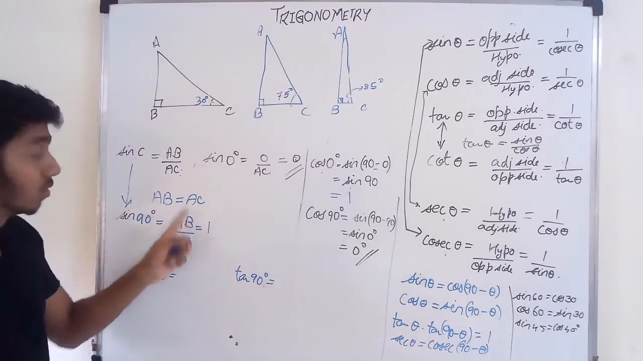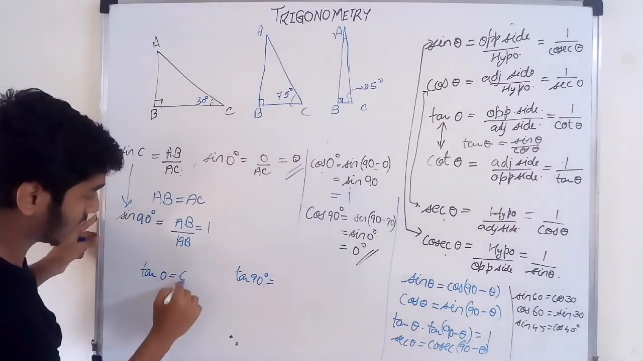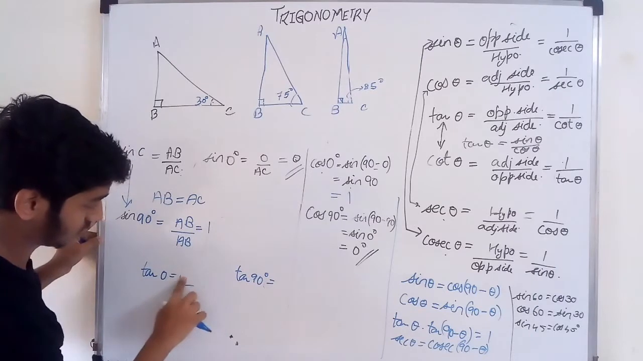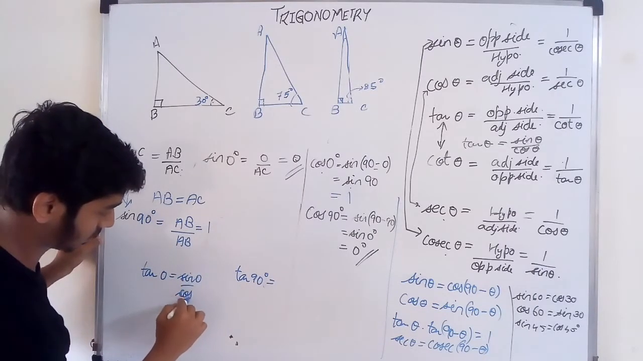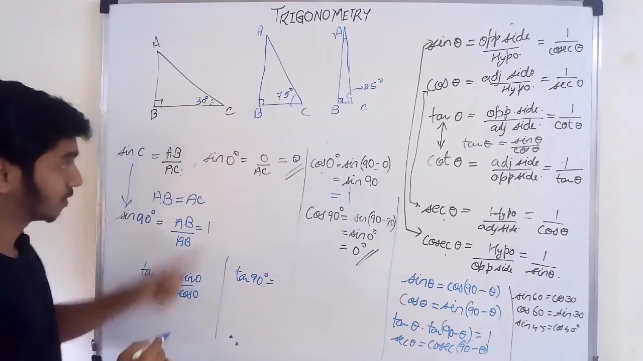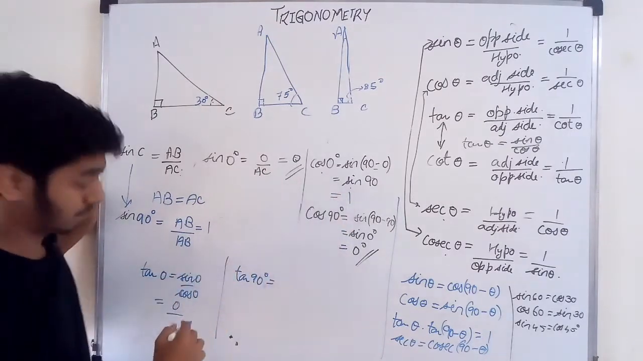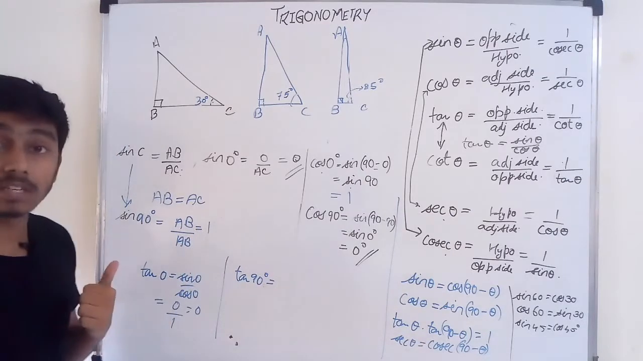Now when we have found these, let's find tan 0 and tan 90 also. So tan 0 is sin 0 upon cos 0. Sin 0 is 0, and cos 0 is 1. So 0 upon 1 is 0 itself. So tan 0 is 0.